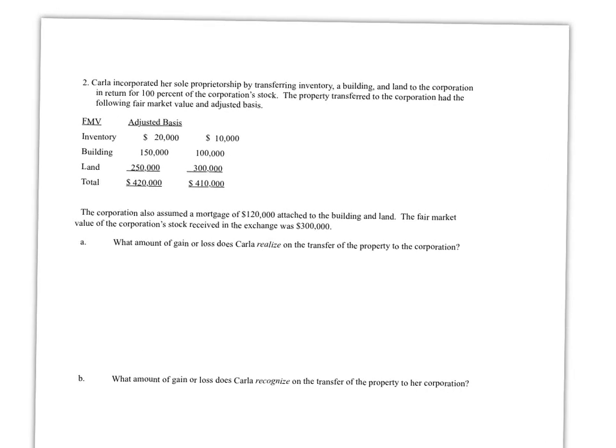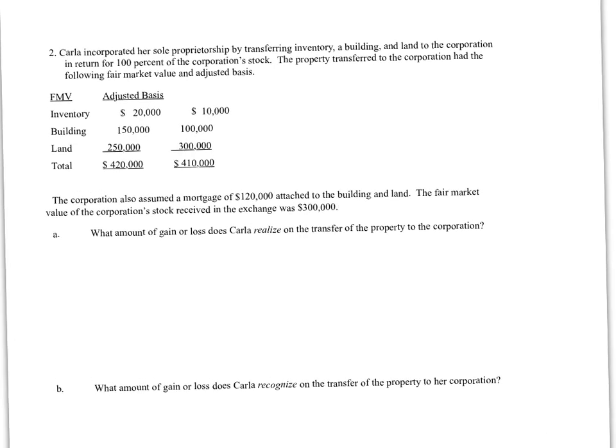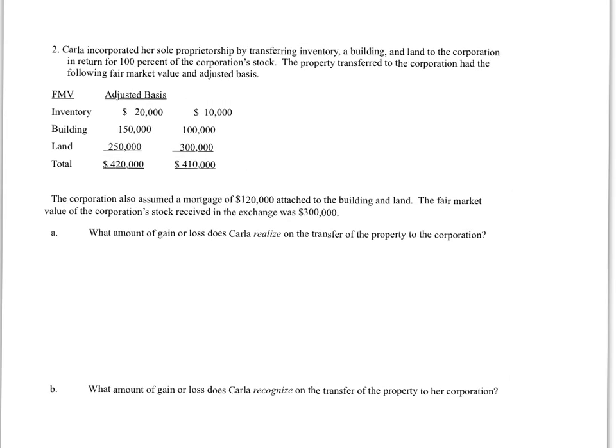All right, so here we have another Chapter 8 problem, and this problem is about Carla. And again, we're talking about the formation of a corporation. Carla's incorporating her sole proprietorship, and again, she's transferring inventory, a building, and land, okay? And she's getting 100% of the corporation's stock. So remember, that's important. The property transferred to the corporation has the following market value and adjusted basis.